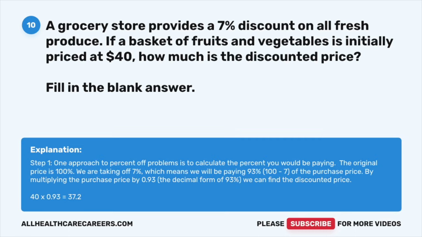Step 1. One approach to percent off problems is to calculate the percent you would be paying. The original price is 100%. We are taking off 7%, which means we will be paying 93%, 100 minus 7 of the purchase price. By multiplying the purchase price by 0.93, the decimal form of 93%, we can find the discounted price. 40 times 0.93 equals 37.2.